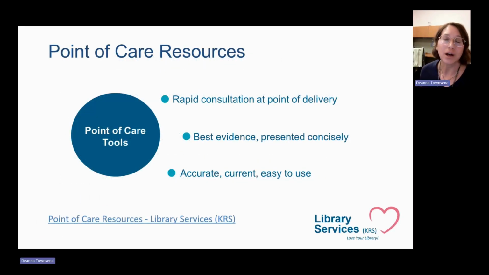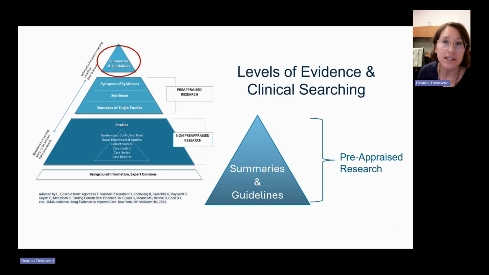So just taking a look at where DynaMed sits in terms of resources and tools, it would be considered a point of care resource. So these resources offer rapid consultation at the point of care delivery with the best evidence presented in a more concise, easy to use format. The point of these tools is to really give you the most accurate and current evidence that you can apply in clinical practice. When you consider these tools, within the evidence pyramid, they sit right at the very top.